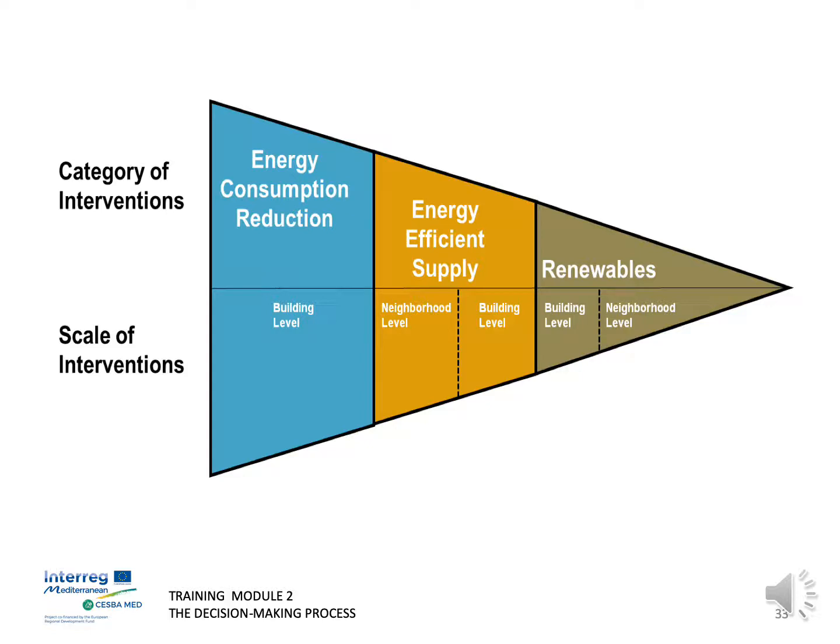What we have presented before is now represented as a pictogram in which we see the different scales of interventions at the energy consumption reduction stage, the energy efficient supply stage, and the renewable stage, in which we see at which level one would need to intervene, either at building or both neighborhood or building level.